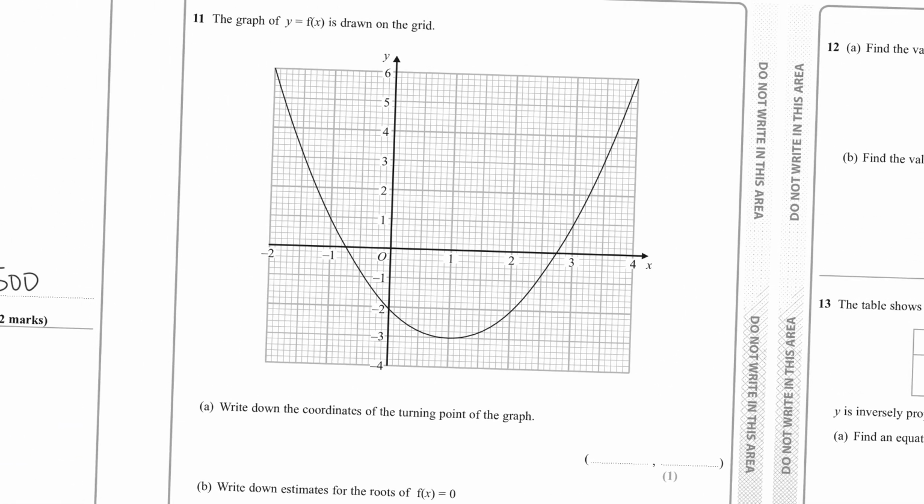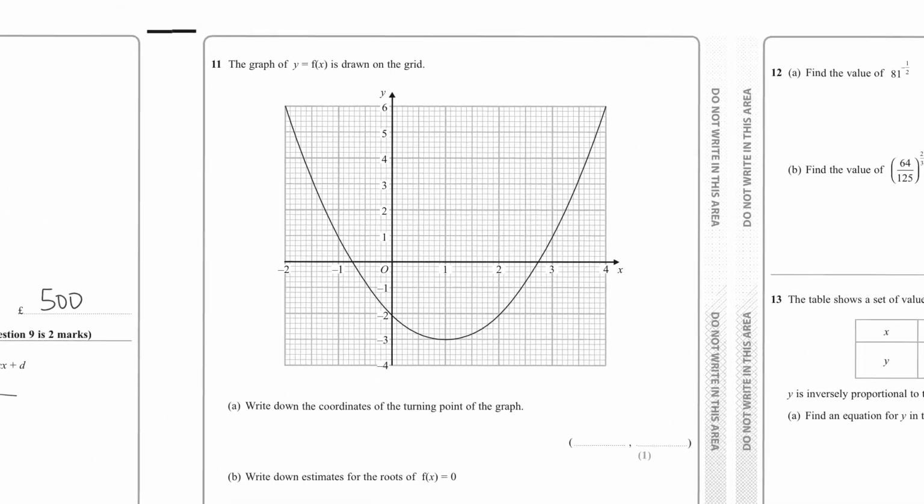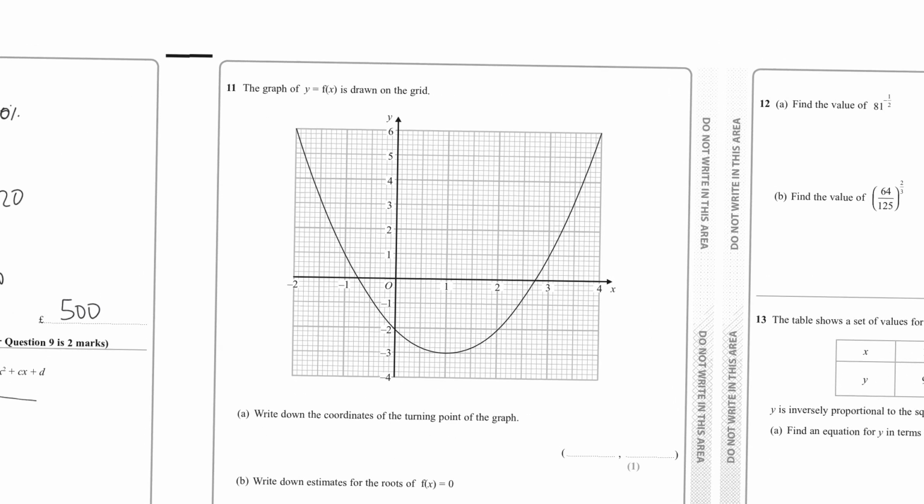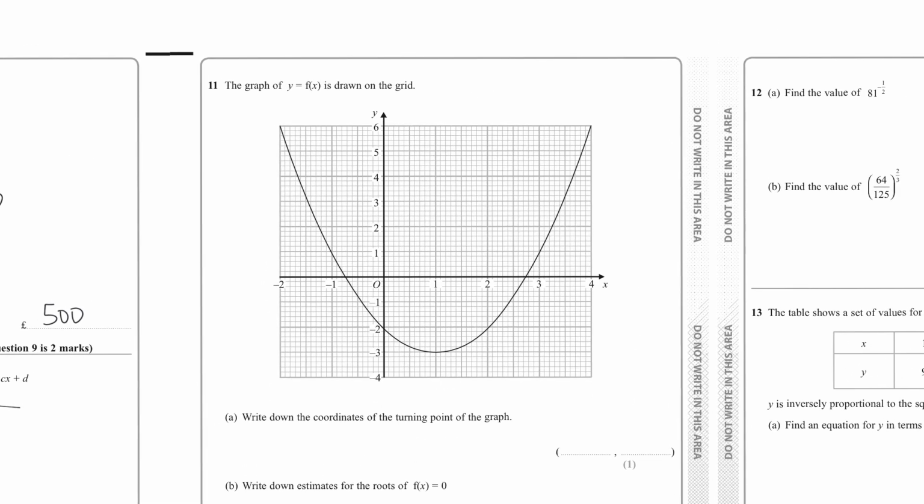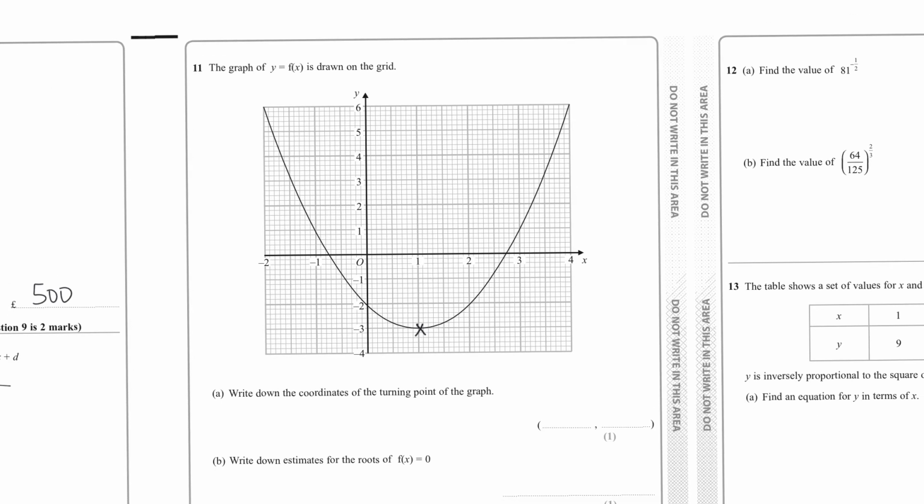We're literally halfway through. Okay, so question 11 wants us to write down the coordinates of the turning point. A turning point is the point on a quadratic, cubic, or any kind of graph where it turns. So that would be this point here, because that's where it's turning. Whenever we're writing coordinates, we write our x before our y. So the answer will be 1, minus 3.